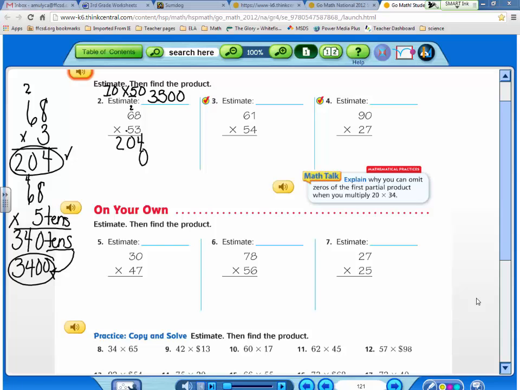5 times 8 is 40. Put down the 0, carry the 4. 5 times 6 is 30, plus 4 is 34. And you can see that we end up with this same partial product we did before when we just broke it apart. So now again we add our partial products.